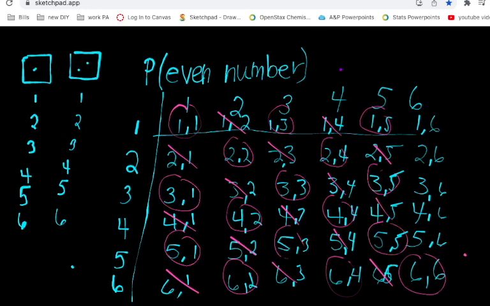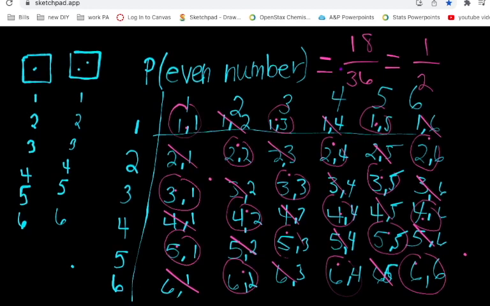Because all of these that are circled are even, and all of them that are crossed out are odd. So we have 1, 2, 3, 4, 5, 6, 7, 8, 9, 10, 11, 12, 13, 14, 15, 16, 17, 18. So the probability of having an even with 2 dice, 1 roll, would be 18 out of 36. And if we simplify that, we get 1/2.